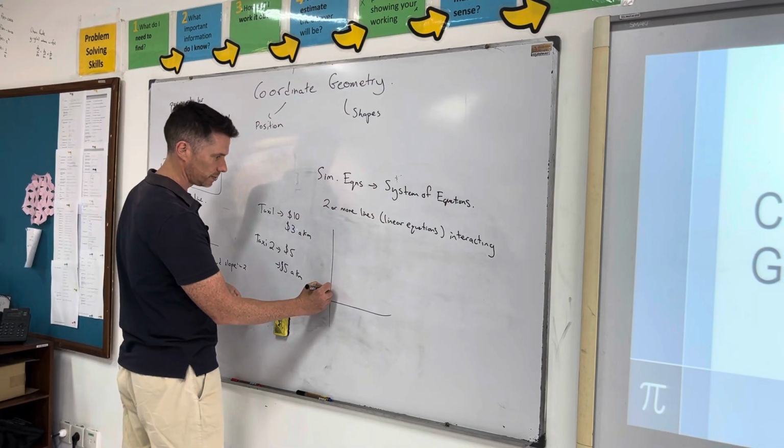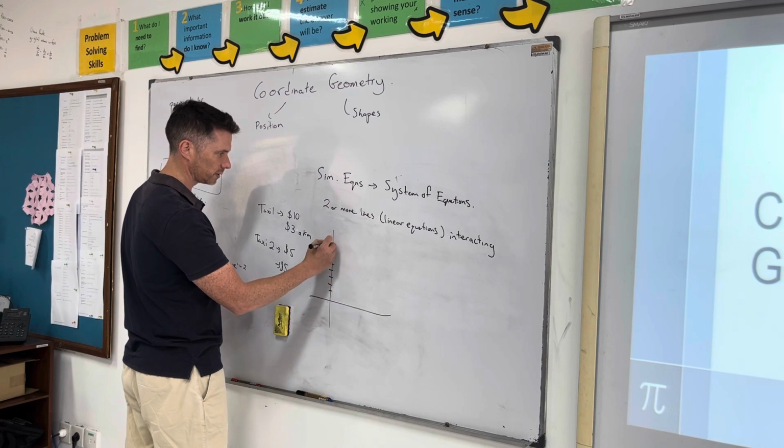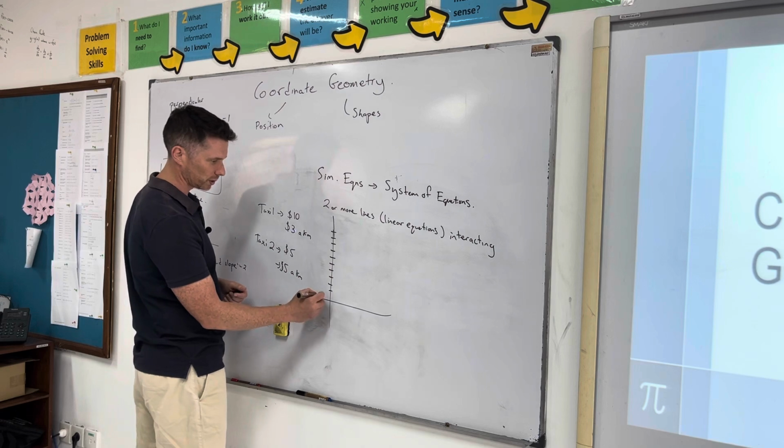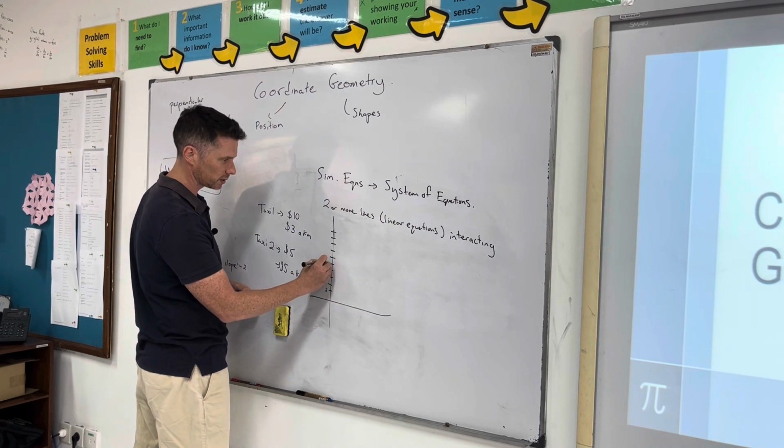1, 2, 3, 4, 5, 6, 7, 8, 9, 10. It's going to go off my scale, but you can see what's going to happen. If I went up in 2s, 2, 4, 6, 8, 10.